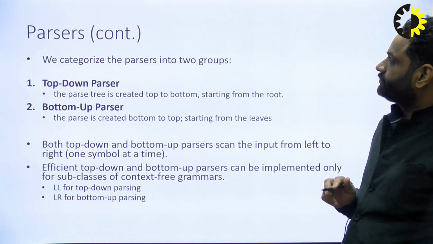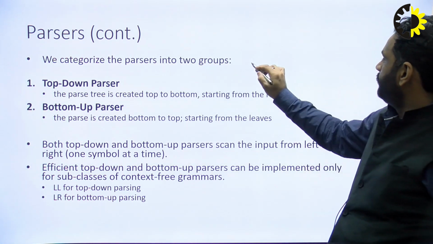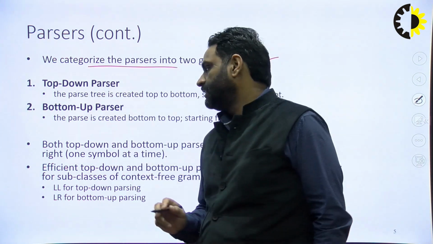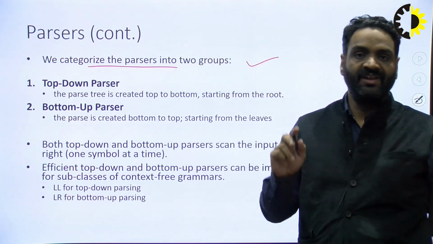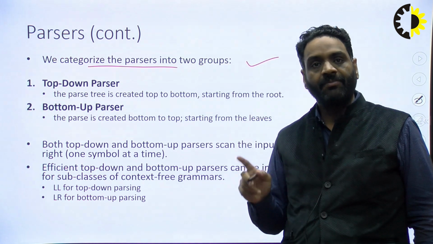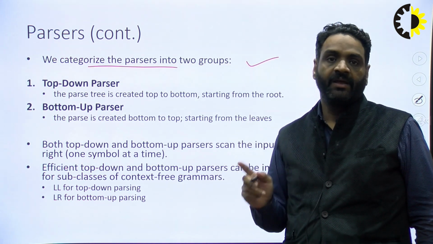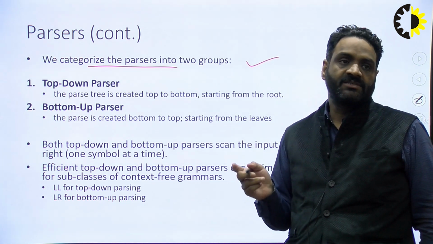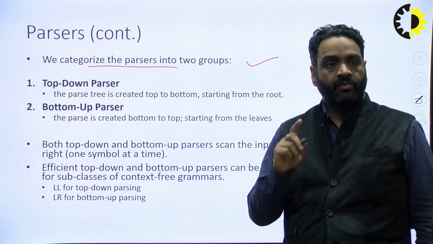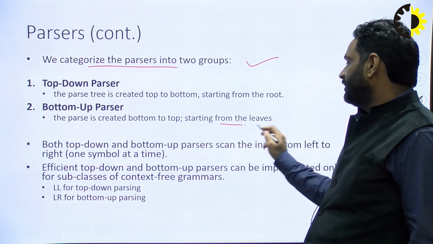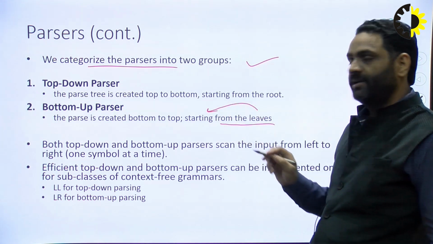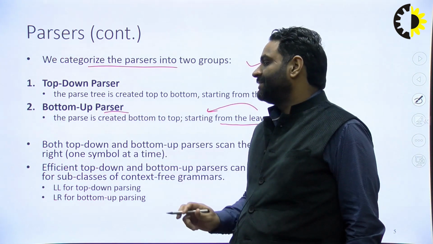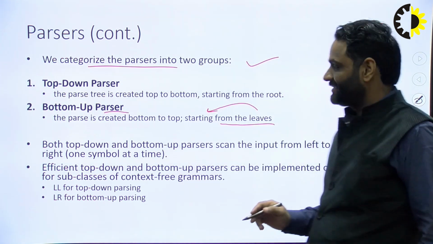We categorize parsers into two types: top-down parser and bottom-up parser. In the top-down approach, we start with the start symbol and go up to the leaves, where the leaves represent terminal symbols. The bottom-up parser is the reverse of the top-down parser. In the bottom-up parser, we start from the leaves and go up to the start symbol.